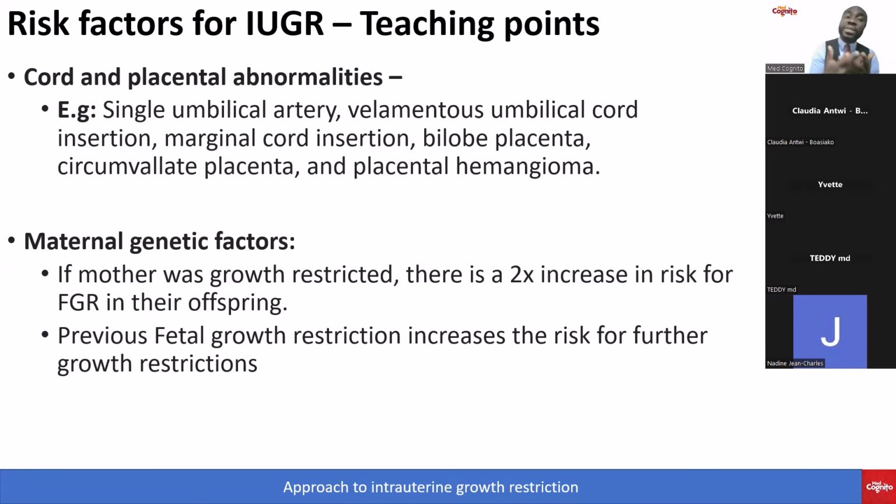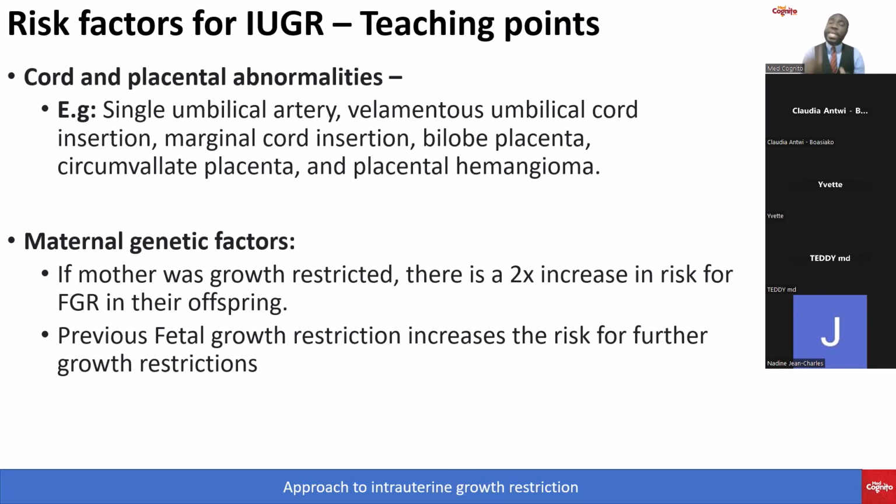Velamentous umbilical cord insertion, marginal cord insertion, so an umbilical cord which inserts on the margin of the placenta. Bilobe placenta, the mother can't do anything about it. Circumvallate placenta. What I would suggest is that when the class is done, take your time, go on Google and look at pictures of all these types of placenta. Placental hemangioma. And then maternal genetic risk factors.